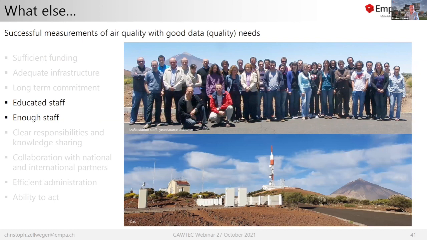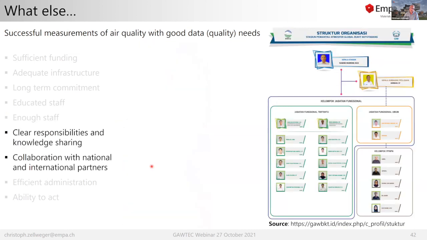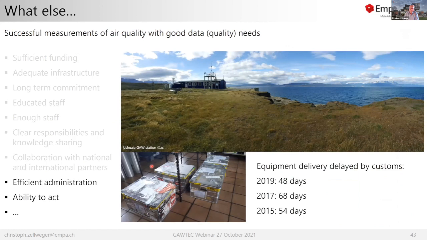Here also a good example I found: staff. Enough staff, educated staff is important. You need clear responsibilities and also knowledge sharing, because operators sometimes leave or there are different people responsible for measurements, so knowledge needs to be shared. You need collaboration with national and international partners. This is all very important. And last but not least, also an efficient administration.